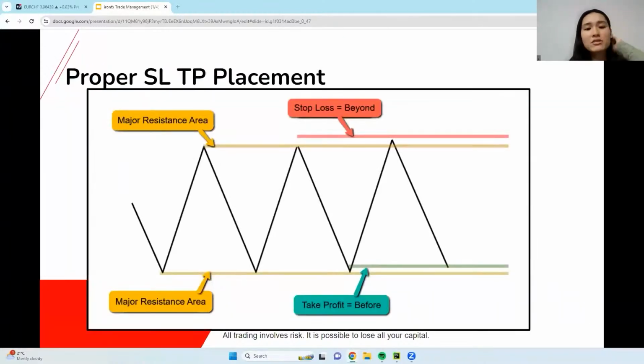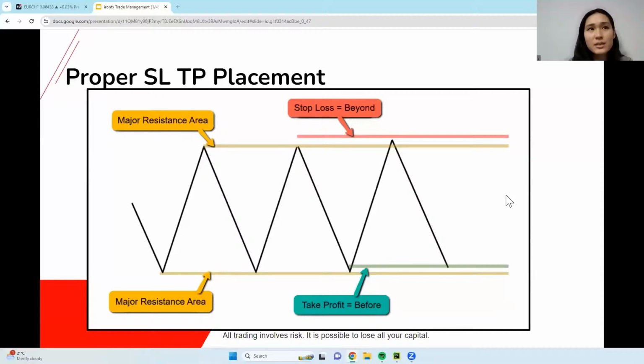So this is our general guideline to follow for proper stop loss or take profit placement. So if we're looking at having our stop loss at a major resistance area, we will place our stop loss beyond it. So in this case, it will be above it. Whereas if you're looking at placing your take profit at a swing low, okay, we would place it before a major support area. And of course, it would be the opposite if it's switched around.